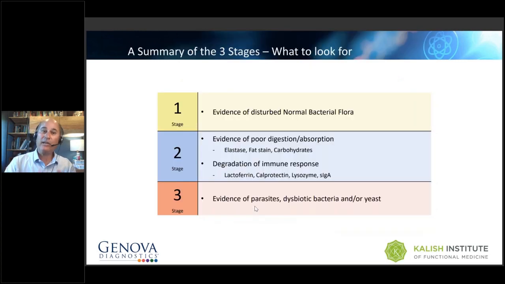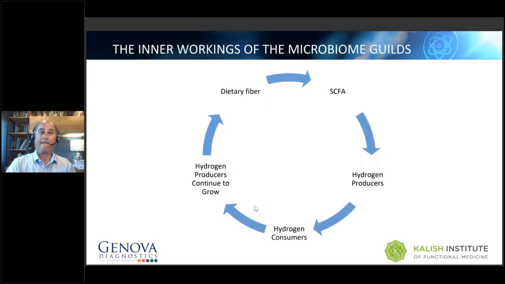All right, so what are you looking for within these 3 stages? You're looking for disruption of the normal bacteria, for stage 1. You're looking for evidence of poor digestion for stage 2. That's elastase, pancreatic elastase, the fat stain, carbohydrate markers. You're looking for degradation of the immune response. That's lactoferrin, calprotectin, Sig-A, those kinds of things. And for stage 3, you're looking for parasites, bacteria, and yeast. Now, that's the analytical framework.